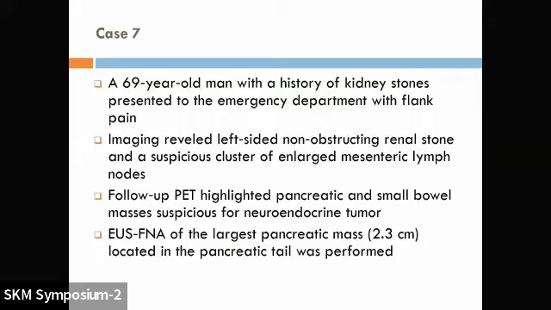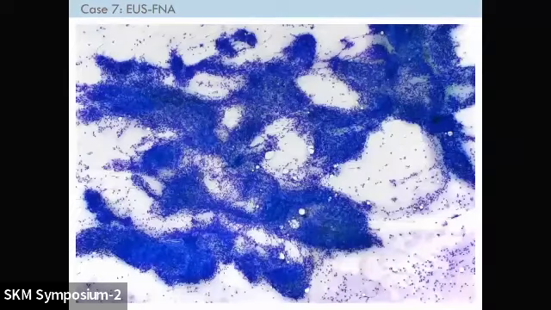A follow-up PET was performed, which actually highlighted pancreatic and small bowel masses, which on imaging were suspicious for a neuroendocrine tumor. So EUS-FNA of this large pancreatic mass, which was located in the tail, was performed. This is the Diff-Quik stained smear. As you can see, it is quite cellular.